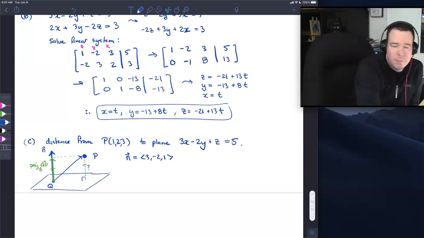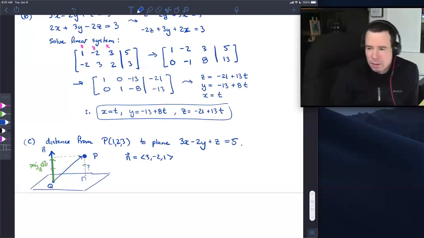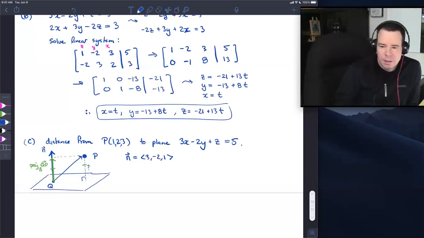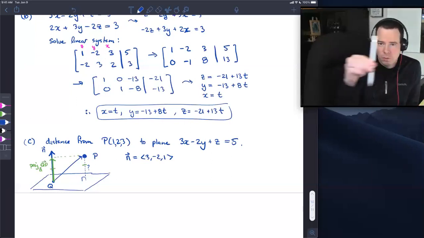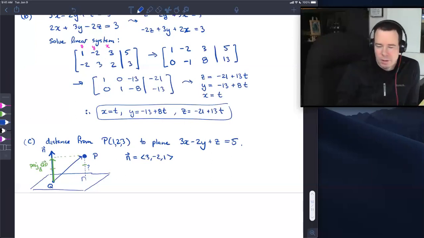Now that point Q can be anything. I just pick it to be anything. Any point on the plane I can take to be that point Q, and then I just move the normal so it sits at that point Q, and then do the projection onto that vector.